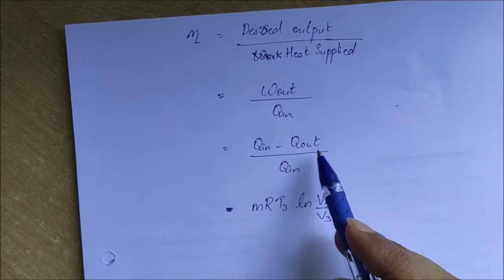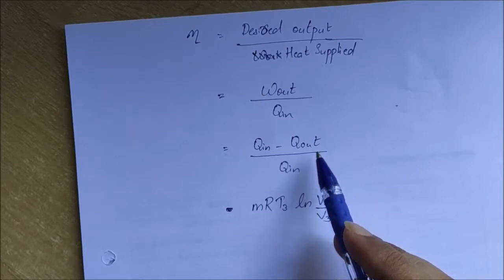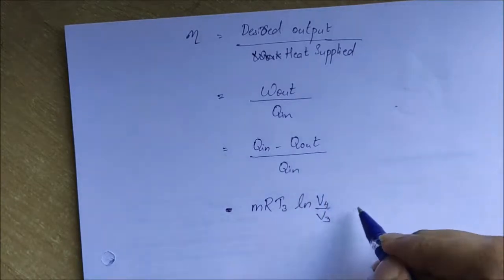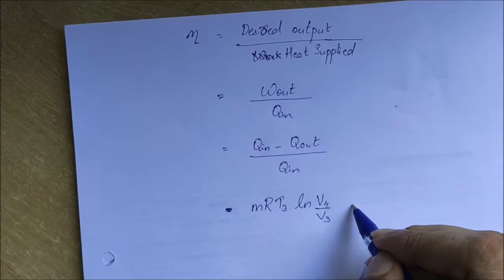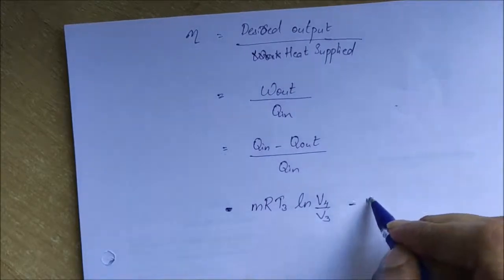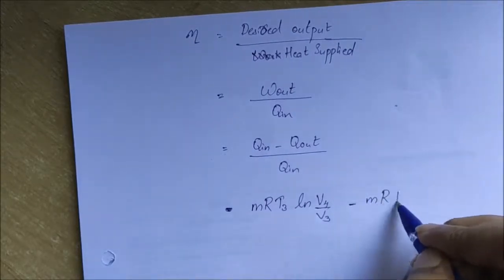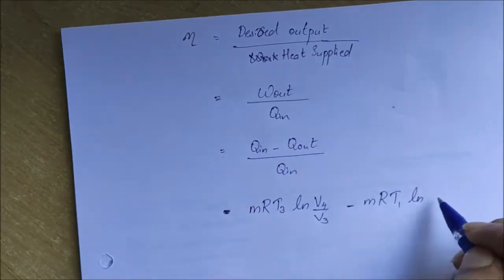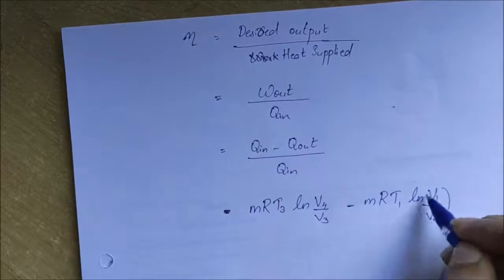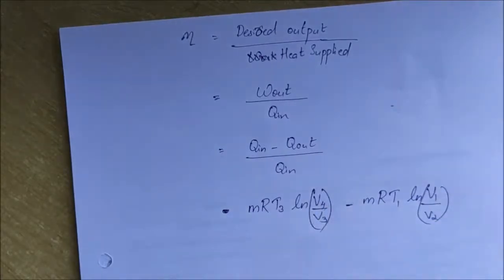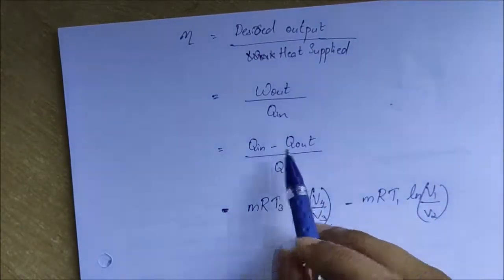So what will be the formula for Q out? We have to check the process in which the heat rejection is taking place. Which is that process? It is the process 1 to 2, which is again an isothermal process. So the formula for heat rejected, that is Q out, will be mR into T1 into ln V1 by V2. Correct? Okay, so I have got the expression for Q in and Q out.